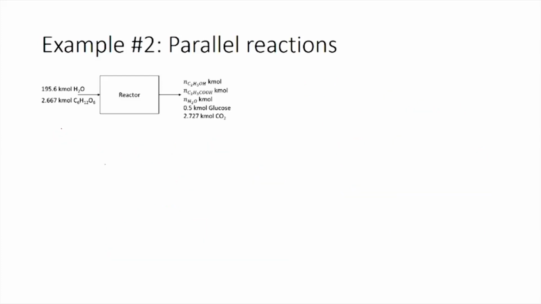Let us start with the water balance. So, the water balance would be N water final is equal to N water initial plus stoichiometric coefficient of water in the second reaction times the extent of reaction for the second reaction. Water is not taking part in the first reaction and it is being produced in the second reaction. For this reason, we have used only the stoichiometric coefficient of water in the second reaction and the extent of reaction for second reaction.